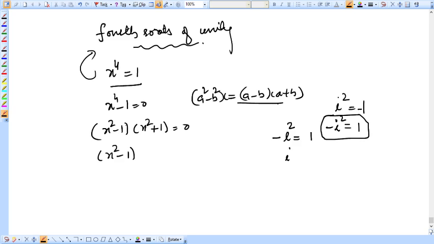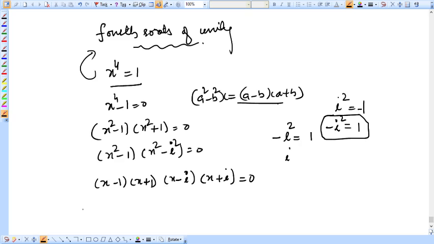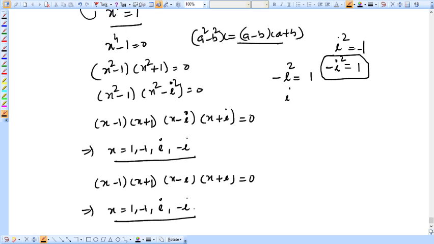So instead of 1, I'm going to write x^2 - i^2 = 0. Again applying the same formula, it could be written as (x - 1)(x + 1)(x - i)(x + i) = 0. Therefore all four roots are 1, -1, i, -i. These are the four roots of unity.